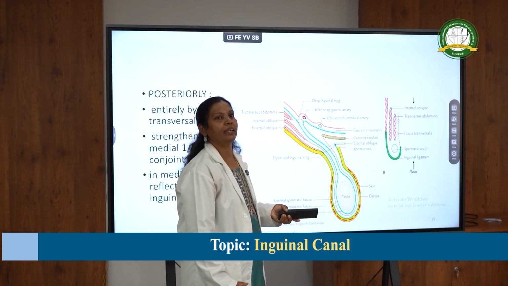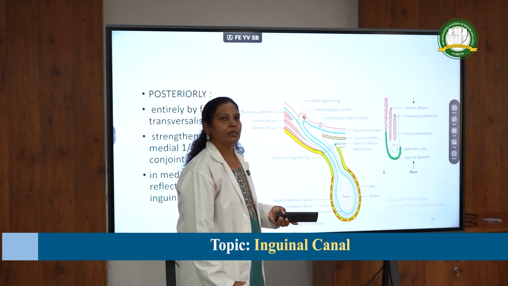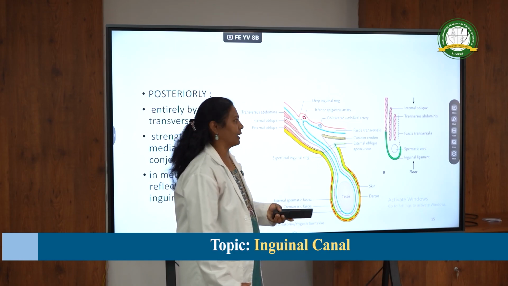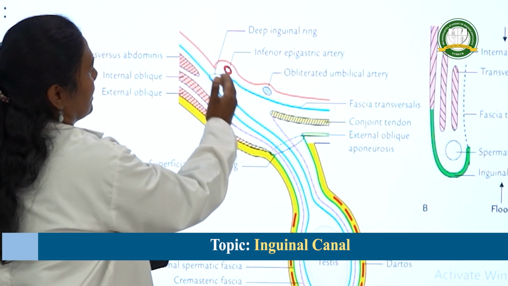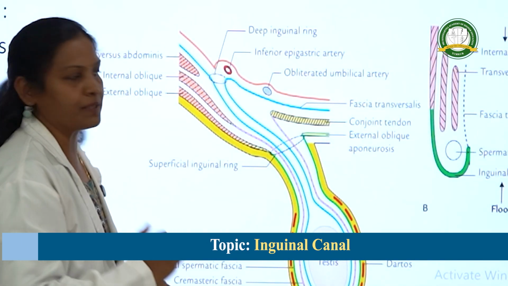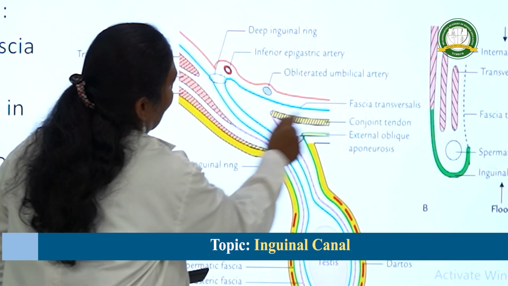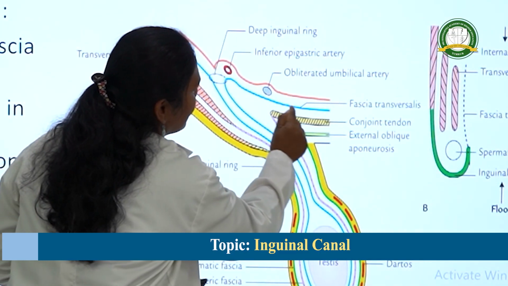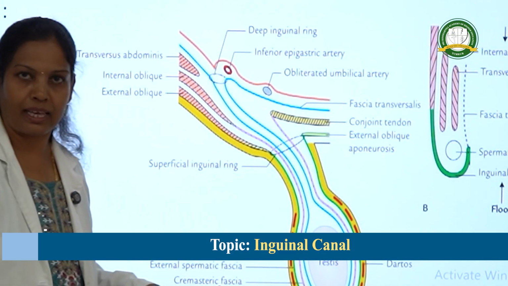So the posterior wall is formed by what? It is the deepest layer of the anterior abdominal wall, the fascia transversalis. In its whole extent, from the deep inguinal ring to the superficial inguinal ring, the posterior wall is formed by the fascia transversalis, this blue colored one.